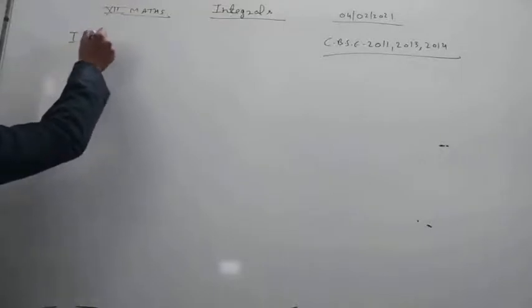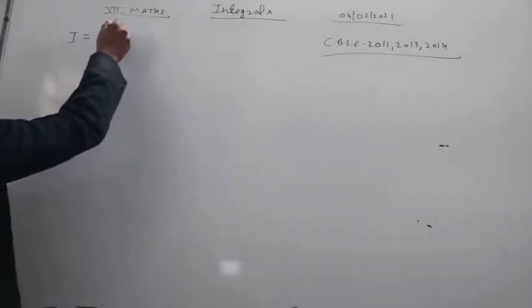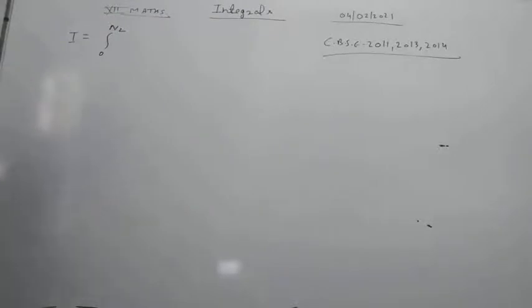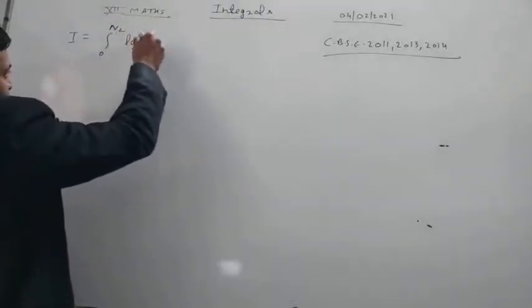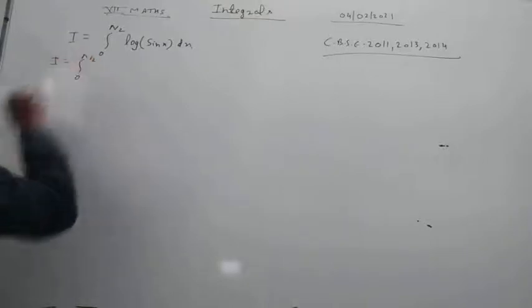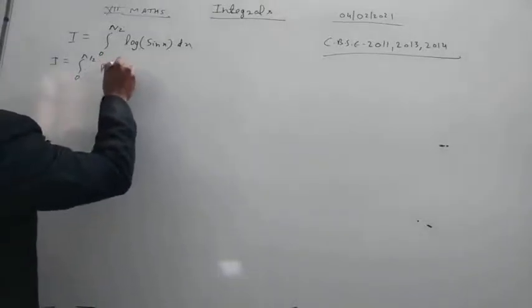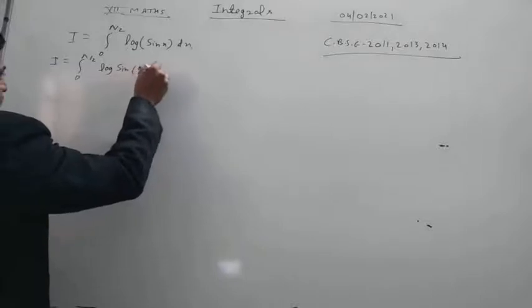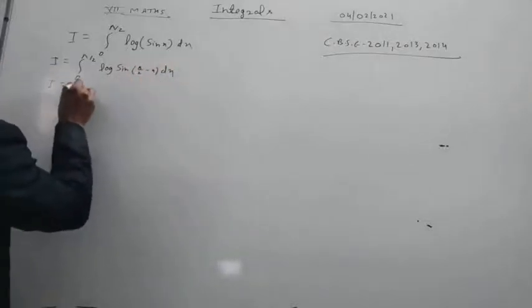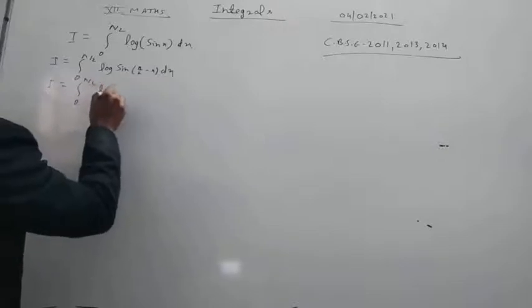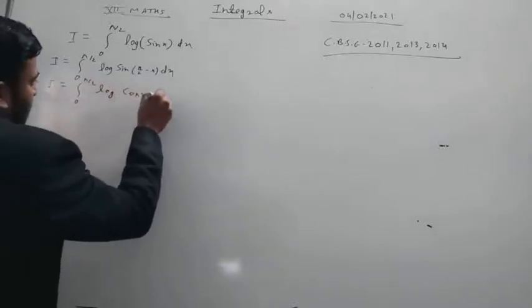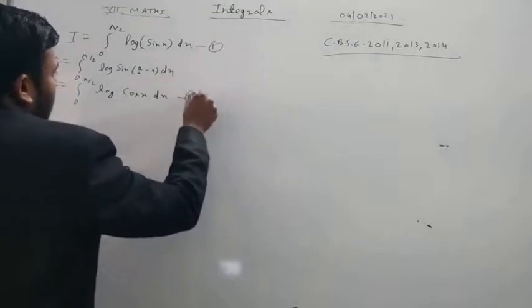So the next question is, students: find I is equal to the integral from 0 to pi by 2 of log sin x dx. Now students, we will use the property that the integral from 0 to a of f(x) dx is equal to the integral from 0 to a of f(a minus x) dx. So we can write log sin (pi by 2 minus x) dx. So we can write the integral from 0 to pi by 2 of log cos x dx. This is first and this is second.